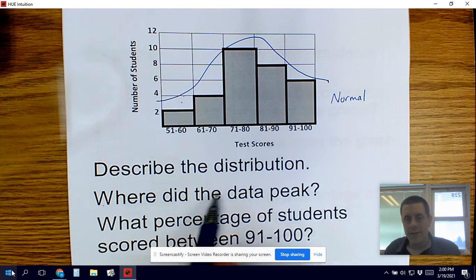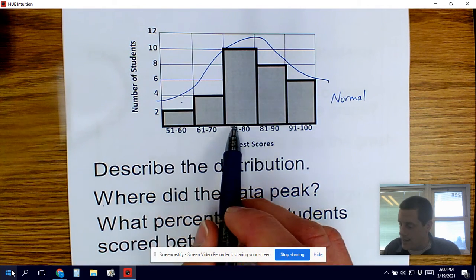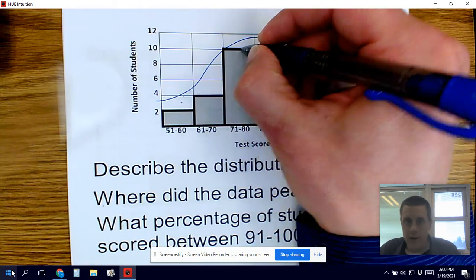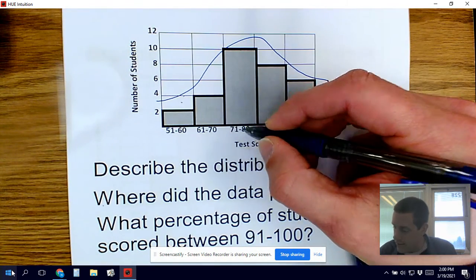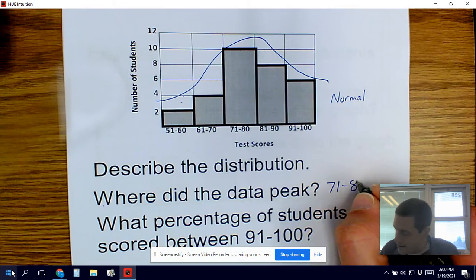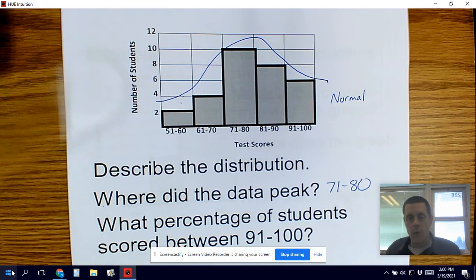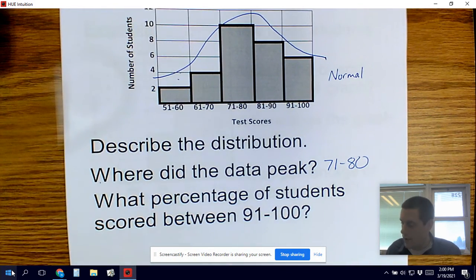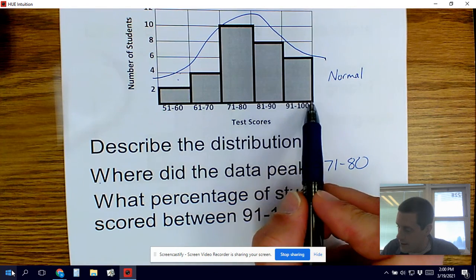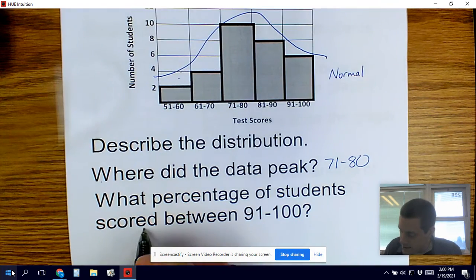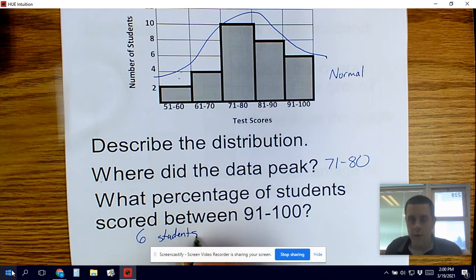Question number 2, where did the data peak? The peak is the highest point of the data, and so the highest point occurs up here, and that interval happened in 71 to 80. Finally, what percentage of students score between 91 and 100? So if I look at the interval 91 to 100, there were 6 students who scored in that interval.